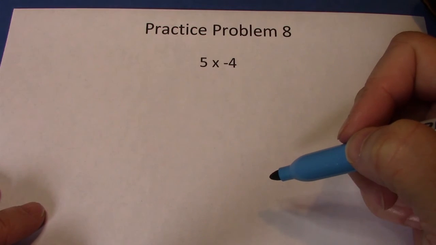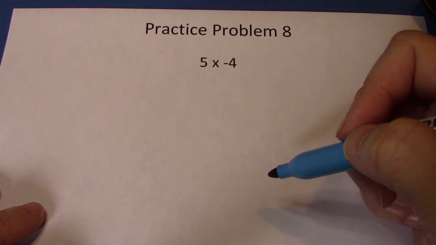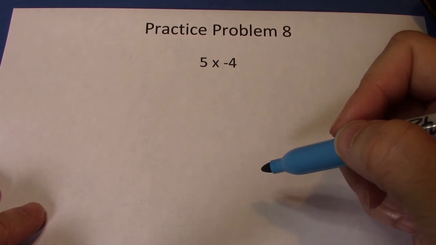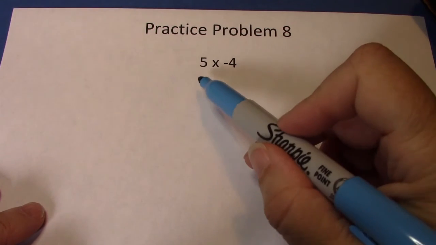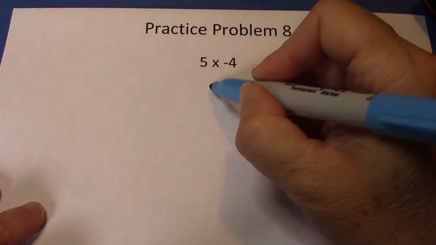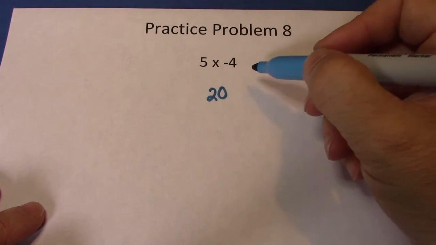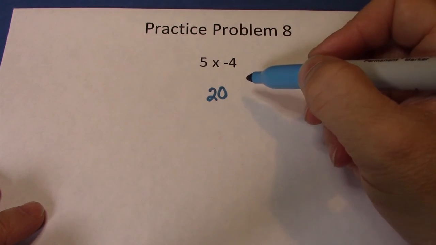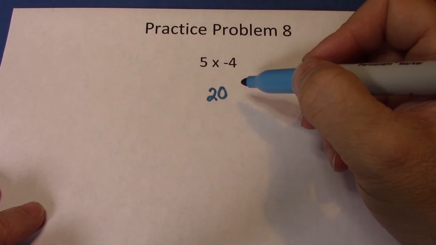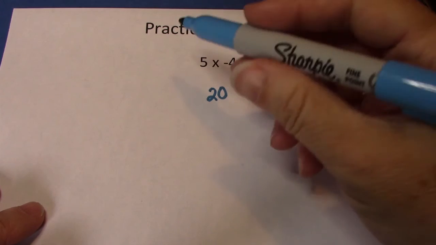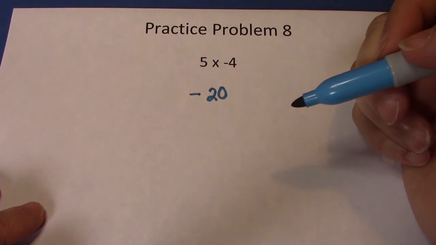Here's a multiplication problem, and you might think compared to addition and subtraction, multiplication and division is a lot easier. You just do it and then figure out what to do with the signs. Alright, 5 times 4 is 20. If the signs are the same, the answer would be positive. If the signs are different, the answer is negative. This is positive, this is negative. Those are different. Negative 20.